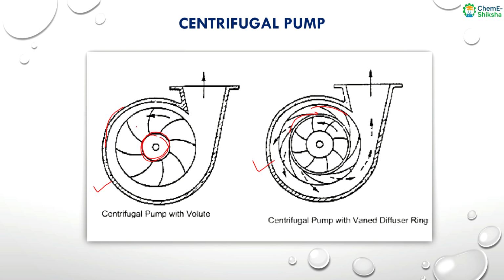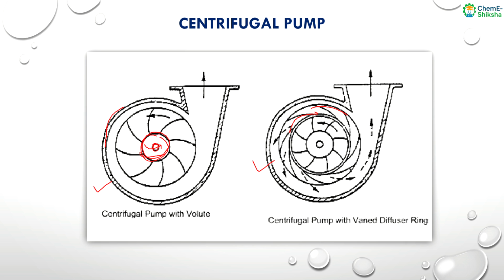So how does this centrifugal pump actually work? When the impeller rotates, the fluid will be sucked in through the eye of the impeller. The fluid will be sucked in the perpendicular direction. Then this fluid will flow in the radial direction. That's why the centrifugal pump is also called the radial pump.